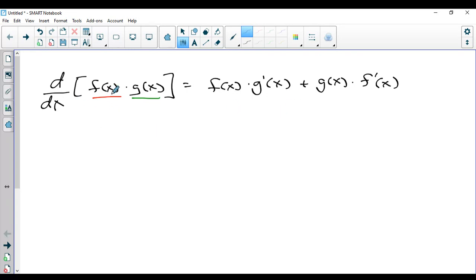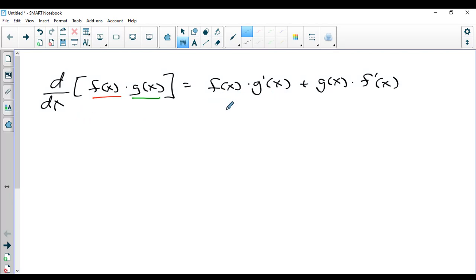All right, so take a look at what we got on the screen here. We're taking the derivative of a product, f of x times g of x. For the derivative of a product, you have to use the product rule. We have first times the derivative of the second plus the second times the derivative of the first. Why am I showing that to you? We already learned this.